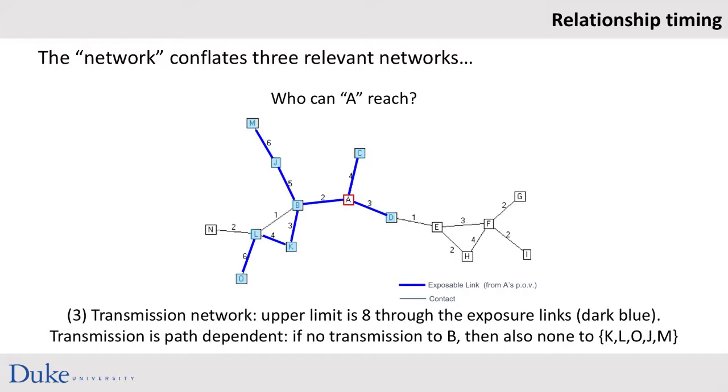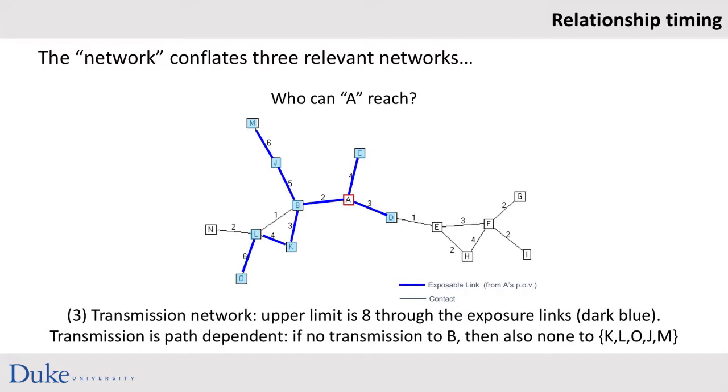The third network that we're talking about is the actual transmission network. So we have the contact network, the people who were ever connected to each other at any point in time. We have the exposure network, which is the people who are reachable along the time ordering of ties. Like, so if you respect the time ordering of ties.